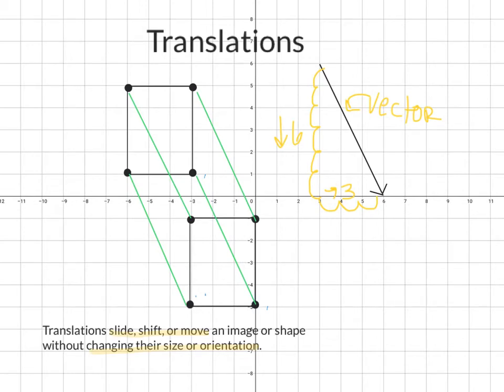It's important for us to remember that translations can be shown by parallel lines. I'll repeat that. Translations can be shown by parallel lines. And that is how we can match up all of our points, right? A to A prime, B to B prime, C to C prime, and D to D prime. And we have parallel lines showing those changes.